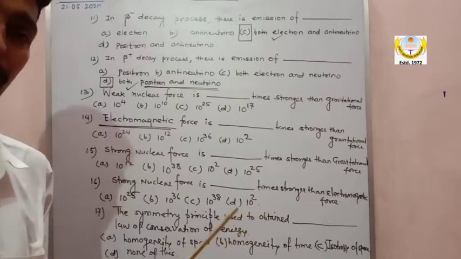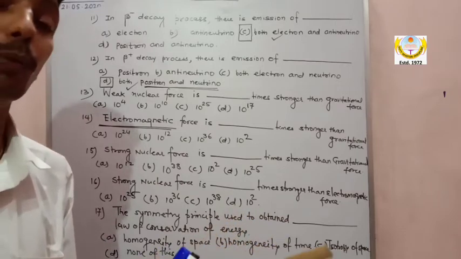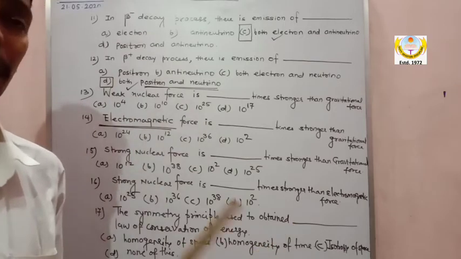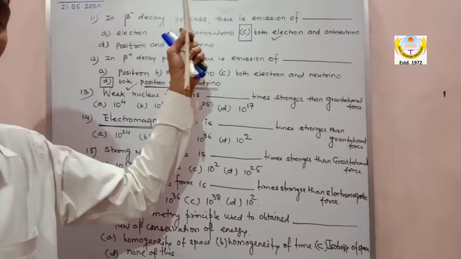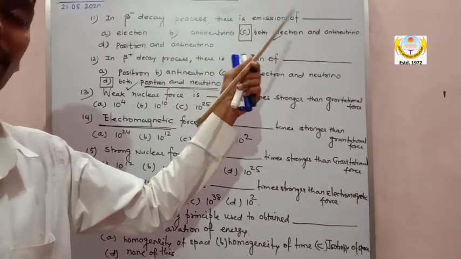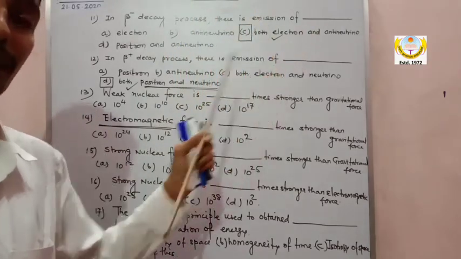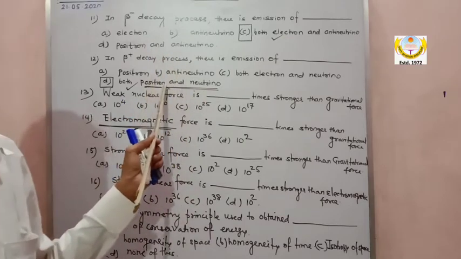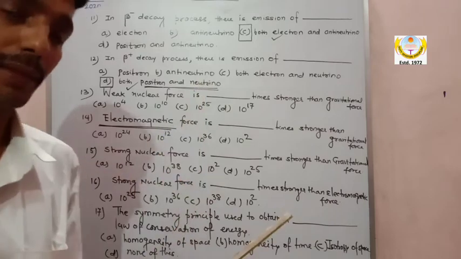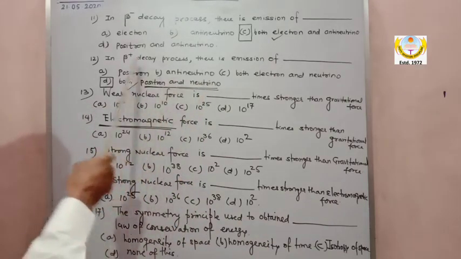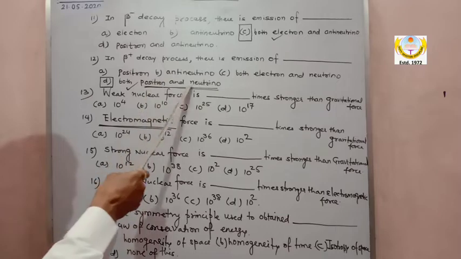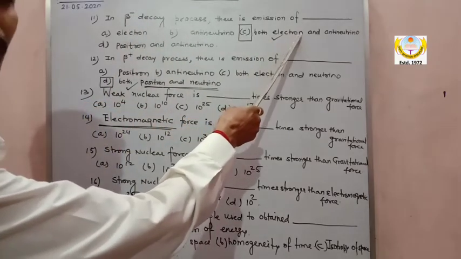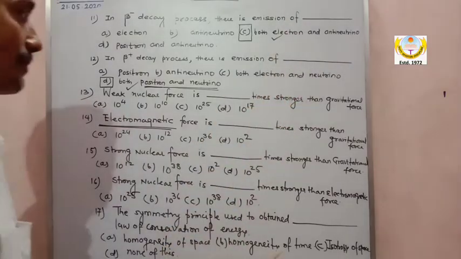I told you that weak nuclear forces evolved during the nuclear process, and the nuclear process is the beta minus decay process. When beta minus decay was taking place, there is an emission of electron and anti-neutrino. So in beta plus decay process, there is an emission of positron and neutrino. Positron and neutrino, that is plus. And in beta minus decay, there is electron and anti-neutrino.